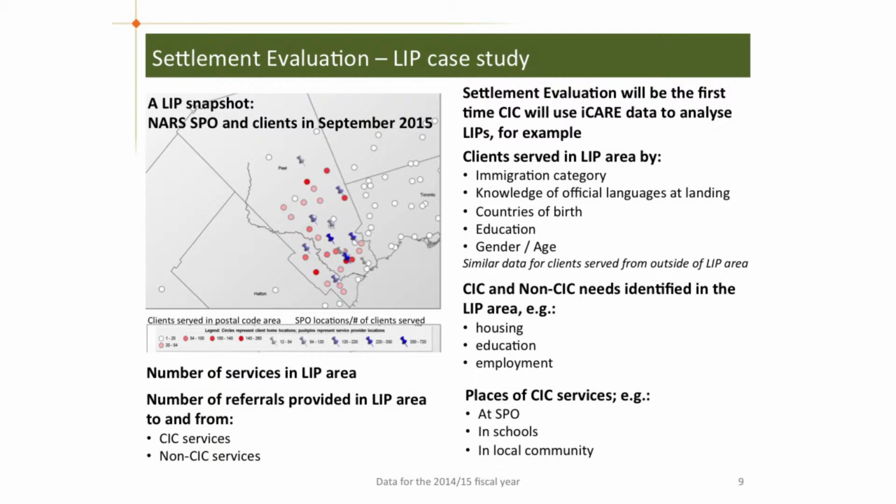Peel is a geographic region, and within that, you can see where clients are located, and the density of the clients is based on the degree of redness of the circle. And you can also see where service providing organizations are located. That's the pins, and the concentration of the SPOs is the darkness of the pin color.